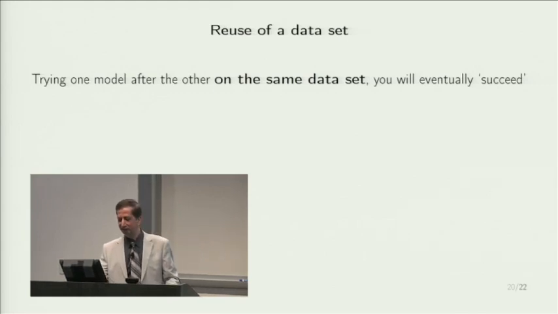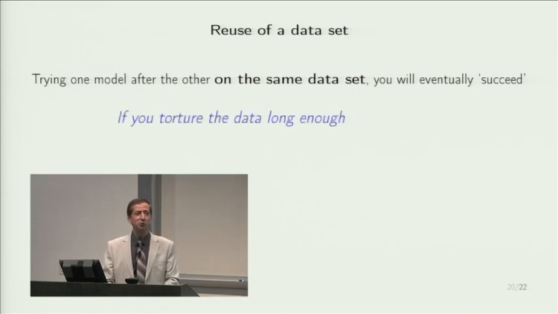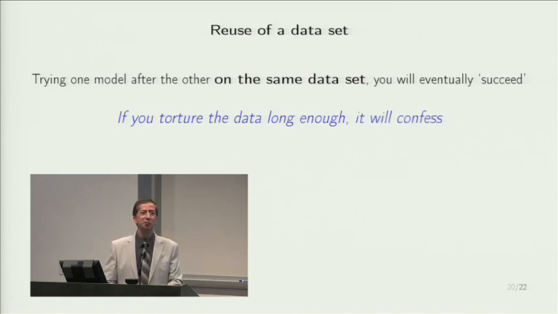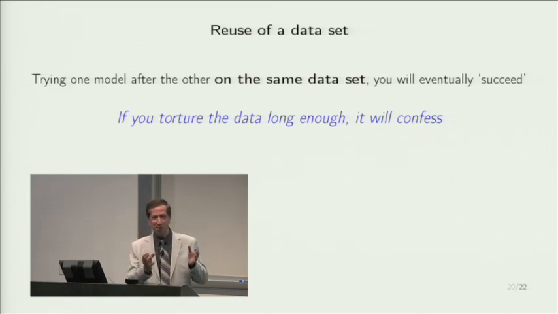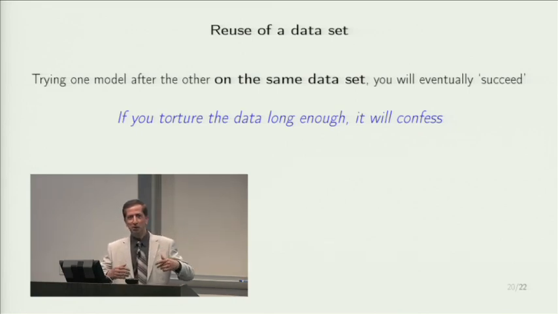It says, if you torture the data long enough, it will confess. But exactly the same way that a confession would mean nothing in this case, okay? So the problem here is that when you do this, you are increasing the VC dimension without realizing it.